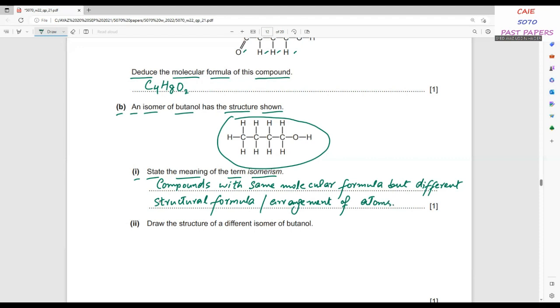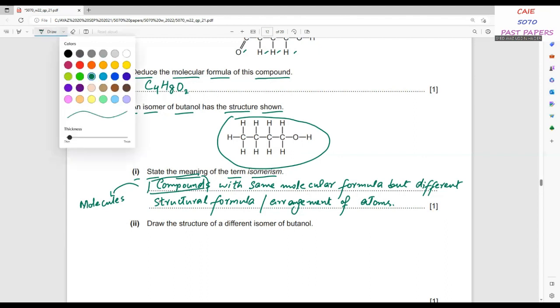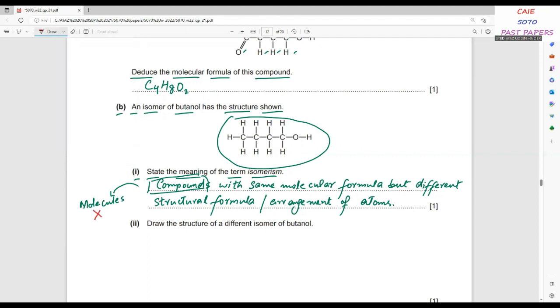Remember, you have to write compounds with the same molecular formula. Never write molecules. Although you know that compounds are also molecules, molecules can even mean a molecule of an element. So never write molecules.